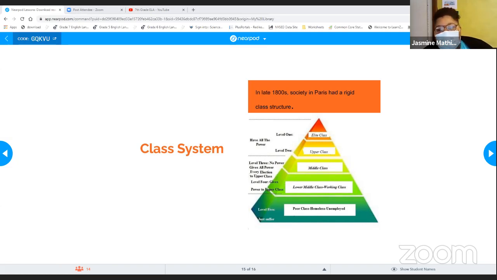Absolutely. So Hermione just stated that the class system is kind of like the diagram that is on your screen. So it's almost like a triangle. At the very top of your triangle, you have the elite class or the rich people. Below that, you have upper class. And those people too have money, but they may not be as rich as the elite class, but they're still fairly rich. Then you have the middle class where they're not rich, but they're living kind of comfortably, okay? They're not struggling, they're comfortable.